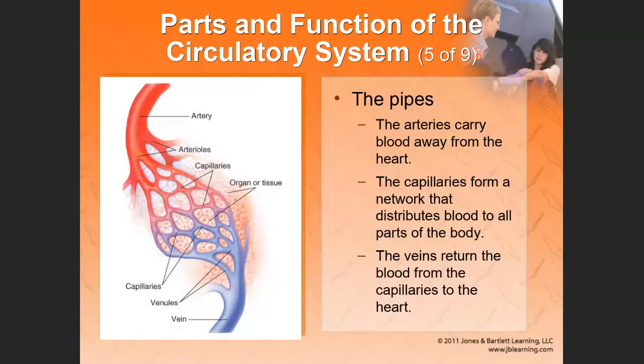The pipes, the arteries. A is for away. The arteries carry blood away from the heart with the exception of the coronary arteries, which supply the heart muscle with blood. The capillaries form a network that distributes blood to all parts of the body. The capillaries are the smallest blood vessels within the body, and they are the connection between the smallest arteries and the smallest veins. The veins return blood from the capillaries to the heart.